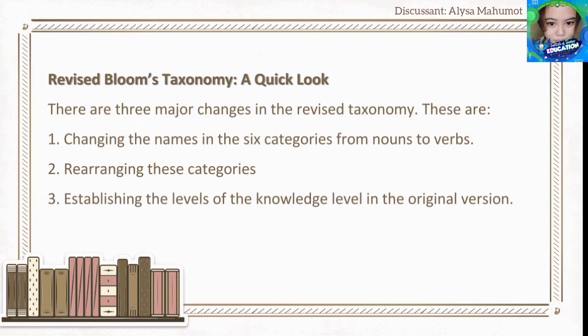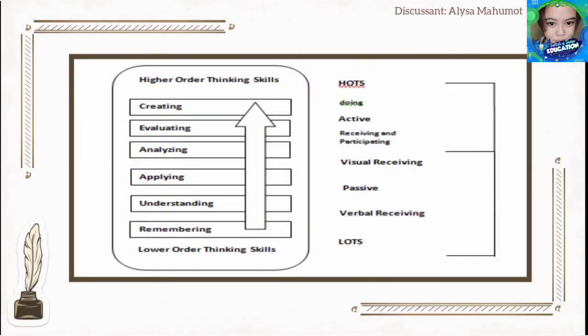Example is yung evaluating ay napunta doon sa panglima, instead na siya yung highest order of thinking skills. And then yung pangatlo, na-establish yung level ng knowledge from original version, instead na evaluating yung highest order of thinking skills ay naging creating. So now we will move on to the next slide and let's discuss the revised version from LOTS or lower order thinking skills to HOTS, which is the higher order thinking skills.